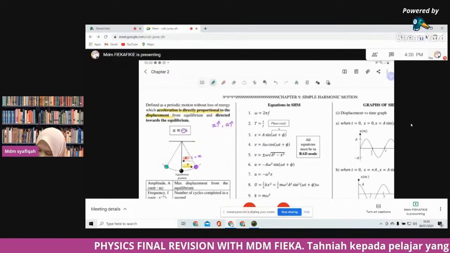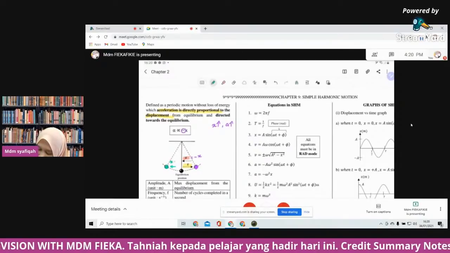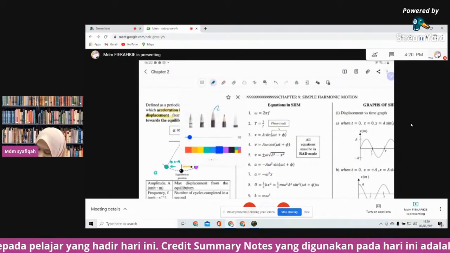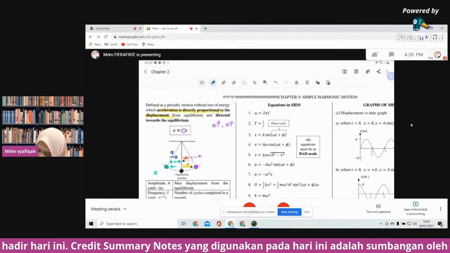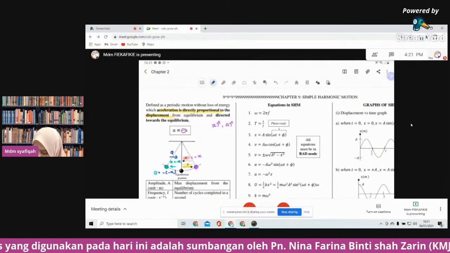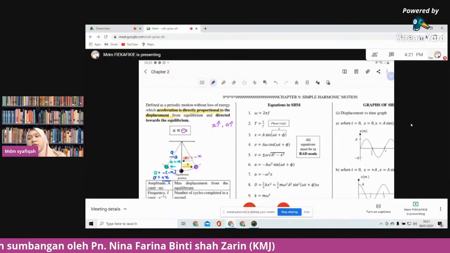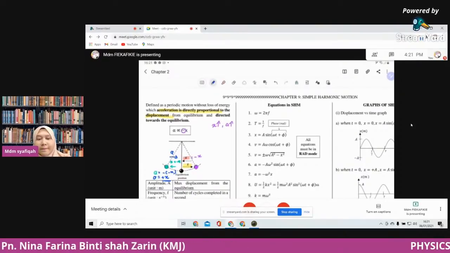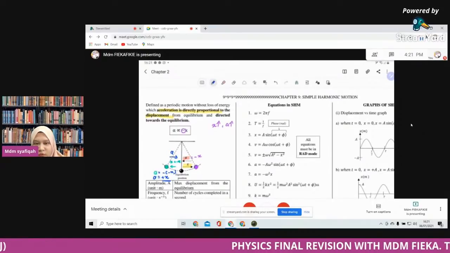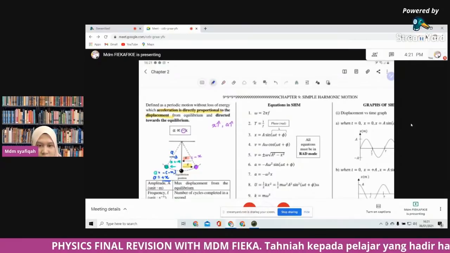If you pull your pendulum to the left, then x you will get negative and a will be to the right. So a will be negative of negative x, so a will be a positive value, because the direction is to the right. Can? Okay, good. And you must know that amplitude is the maximum displacement from the equilibrium.